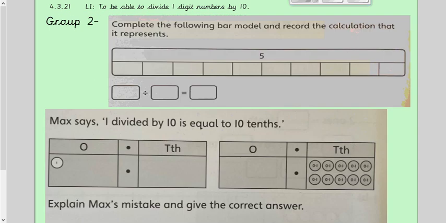Group 2, complete the following bar model and record the calculation that it represents. So it's 5 divided into 10 equal parts, which would be 0.5. So 5 is your whole number, you're dividing it into 10 equal parts, and you know that that's 0.5.